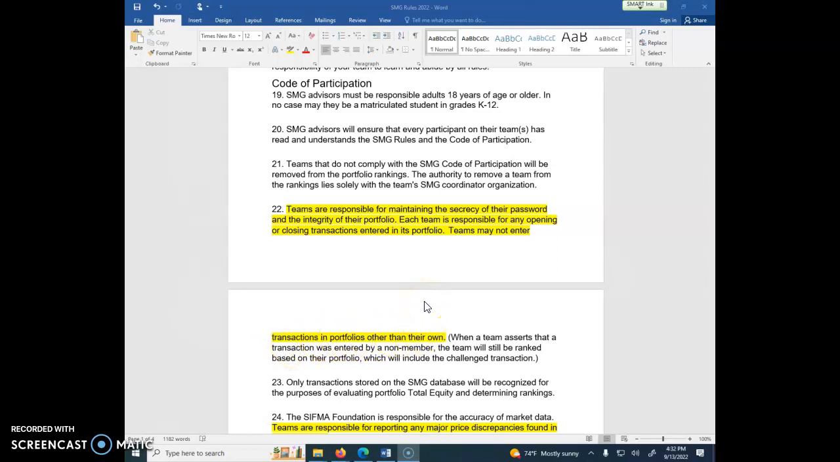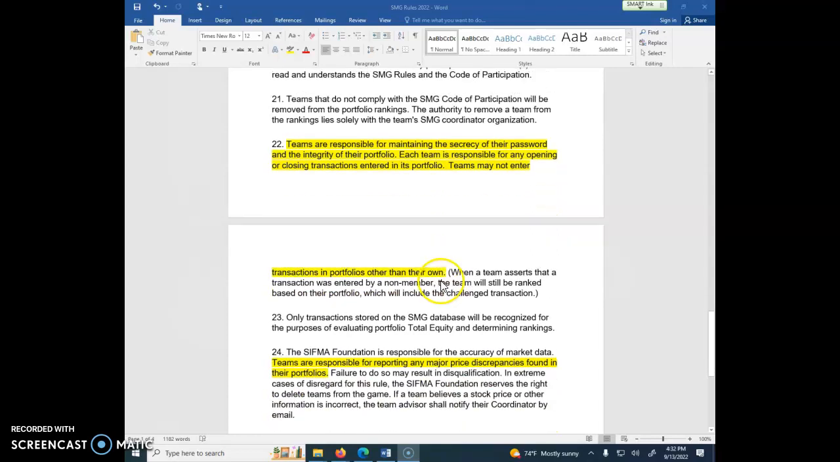If you are discovered to have placed an order on someone else's portfolio, you will be removed from the game and you will get a 0 in the stock market game grade, and you do get a participation grade, a significant participation grade in the stock market game. You would get a 0, and there would also be disciplinary action taken. So only place orders on your portfolio and do not share passwords.